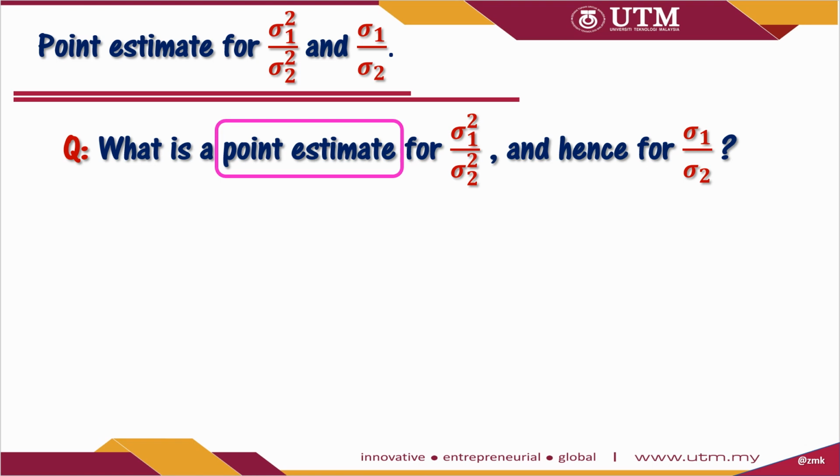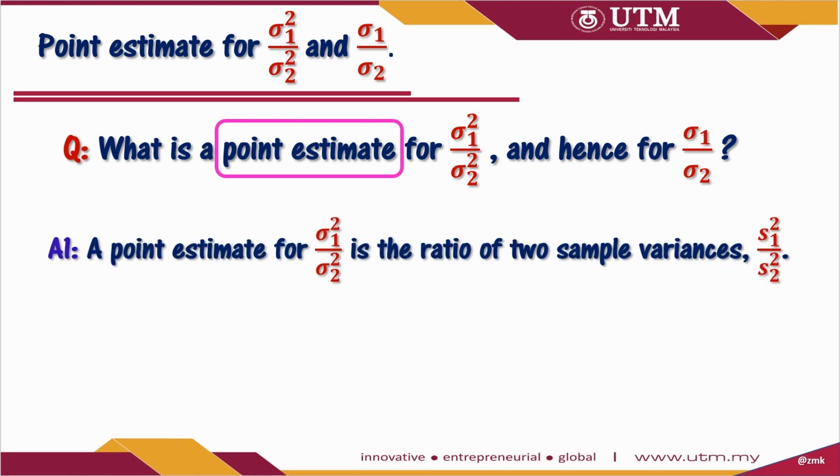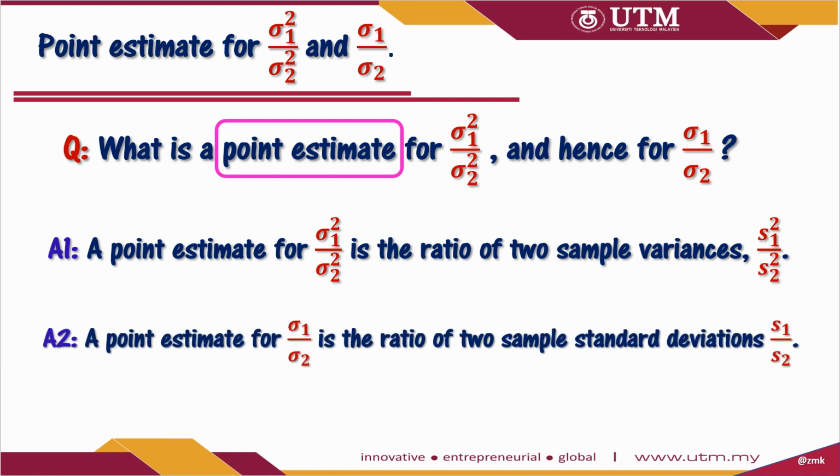The answer for the first part is we can use the ratio of two sample variances, S1 squared to S2 squared, as a point estimate for the ratio of two unknown population variances, sigma 1 squared to sigma 2 squared. Taking a square root of this ratio, we can then find a point estimate for the ratio of sigma 1 to sigma 2 given by the ratio of the first sample standard deviation S1 to the second sample standard deviation S2.